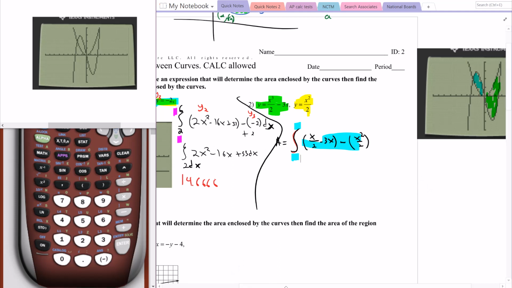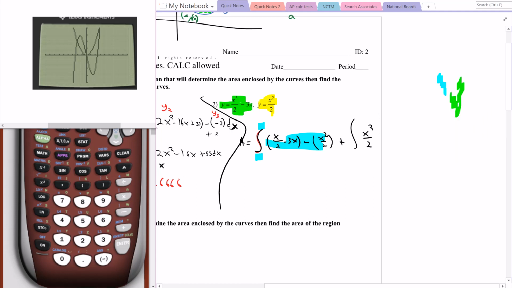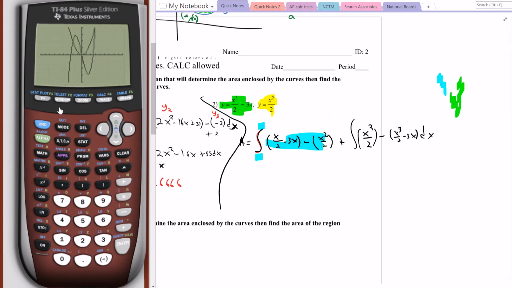The integral that takes care of the other piece, I can write another integral. It's going to be the opposite direction, right? So the x squared over 2 is going to come first, and then we're going to subtract the x cubed over 2 minus 3x next. And the reason that is because the parabola is on top here in that region for that piece. So now we need to know the limits of integration, which is going to be finding points of intersection.